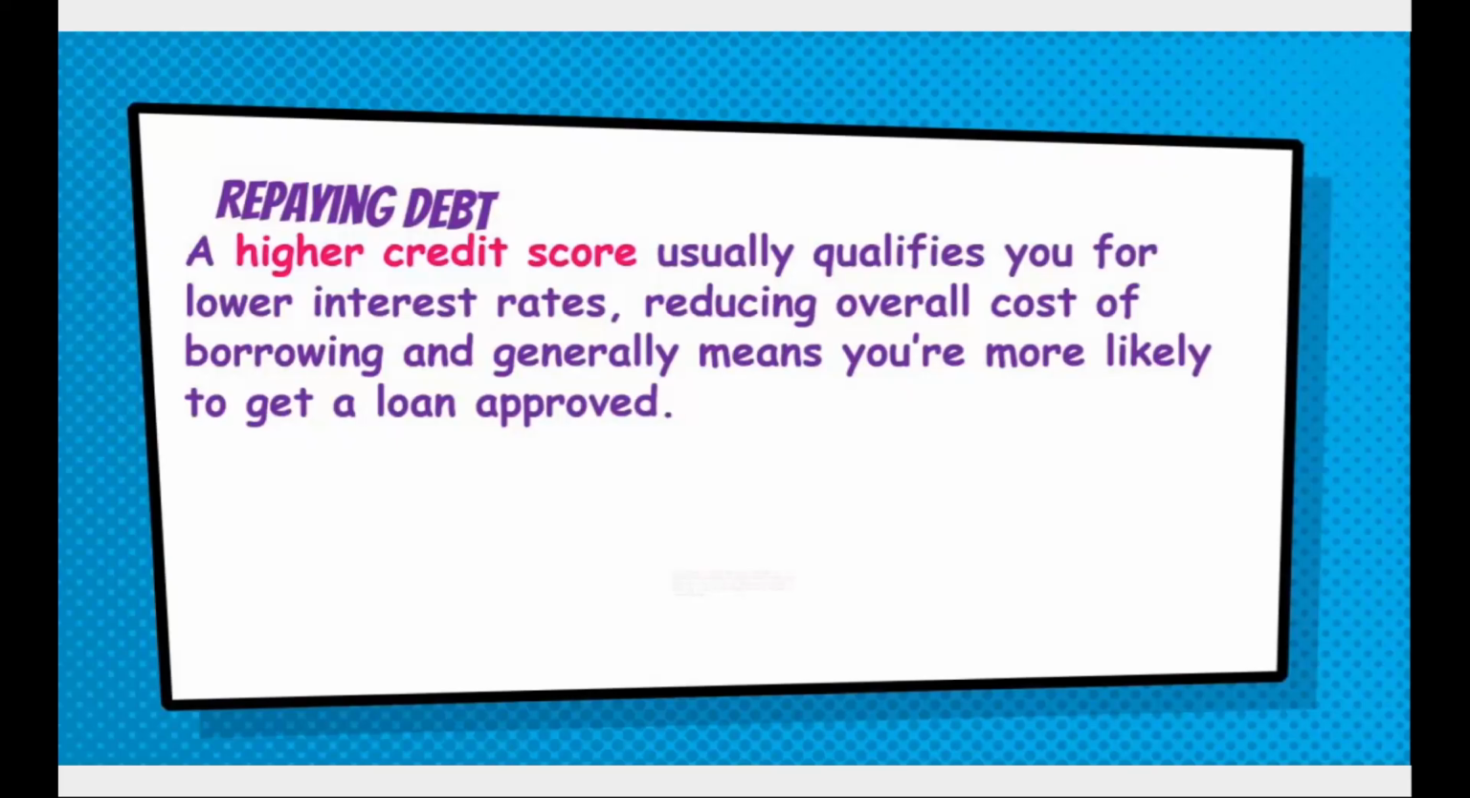So when you have a higher credit score, like 800 or 750, that usually qualifies you to have a lower interest rate, meaning you pay less than somebody else, reducing the overall cost of borrowing, and generally means you're more likely to get a loan approved. If your credit score is really low and you're trying to get a loan for a house, you may not be able to, because the mortgage company is like, we're not trusting this guy to pay back our loan, and we just gave him a loan for $350,000. So we're going to deny it.